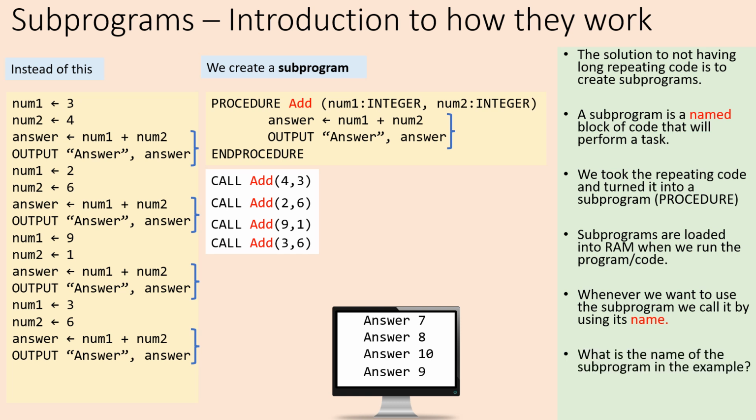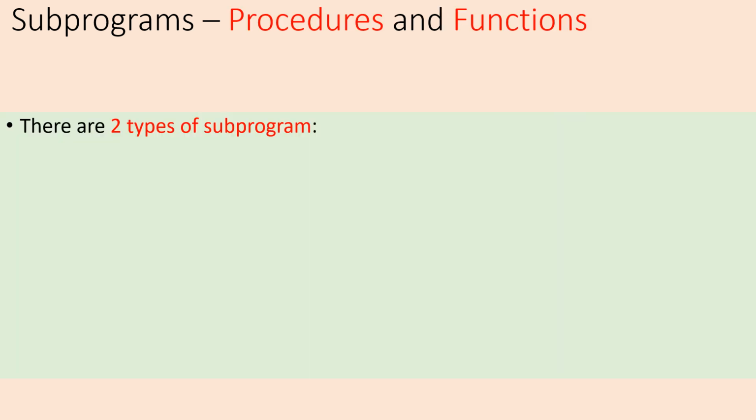A little question: what is the name of the subprogram in the example that we're using? I think we've mentioned it a couple of times. It's add. Okay, so I mentioned on the last slide there were 2 types of subprogram you need to know about: procedures and functions. This is a key point, so you may wish to make some notes here if you're doing some revision.